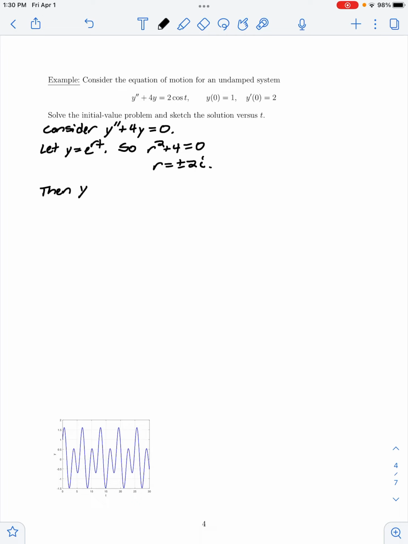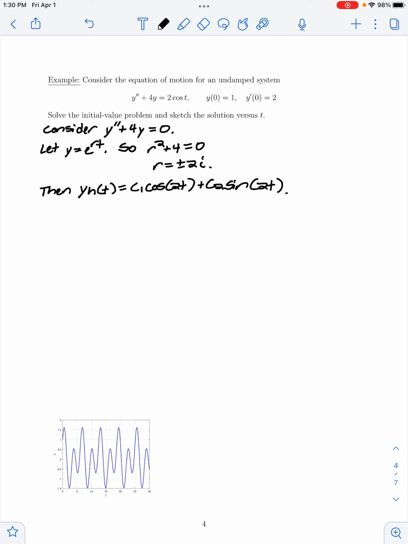So our homogeneous solution would have the form C1 cos(2t) + C2 sin(2t). And we call this the transient solution when we talk about a mass-spring system. And now we need to find a particular solution.